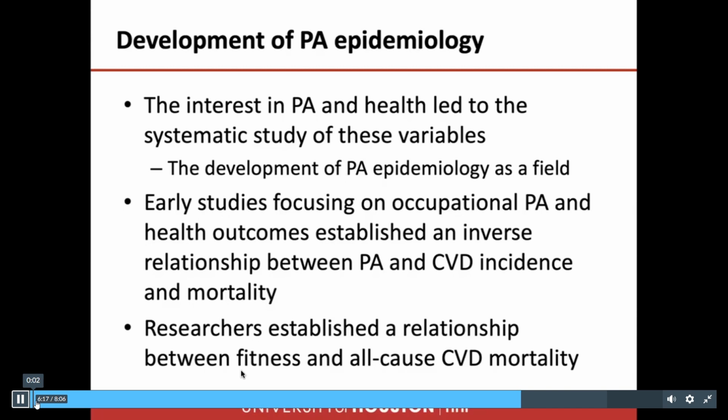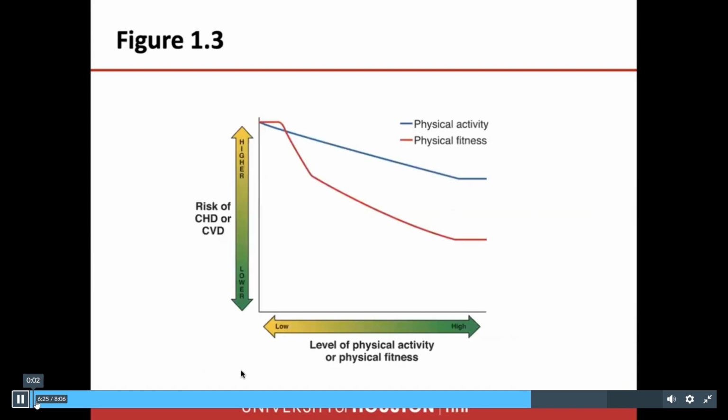And researchers established a relationship between fitness and all-cause cardiovascular disease mortality. So there's this figure in your textbook, figure 1.3. And with this, we have physical activity and physical fitness. So they're kind of related, right? Somebody who does more physical activity tends to have better physical fitness. And what they found was that with either one of these, as the person increased their physical activity or physical fitness, along the bottom, their risk of cardiovascular disease or chronic heart disease decreased.